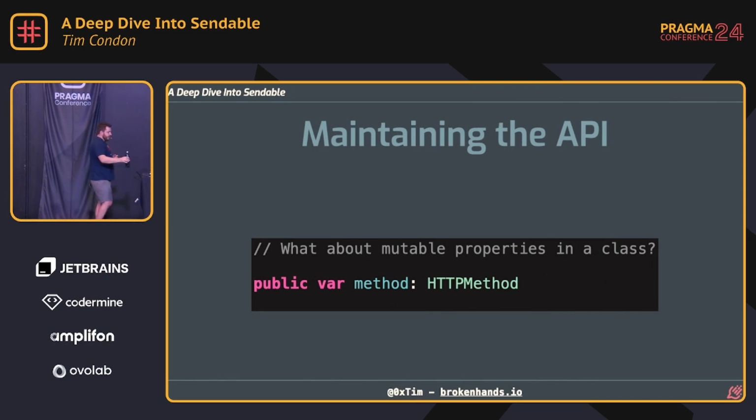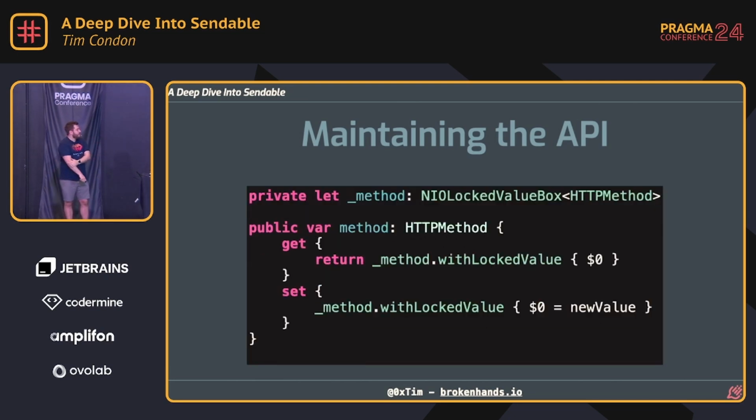One of the issues that we had in Vapor is that we have reference types that have mutable values because we want to use mutable values, but we can't make these immutable and we can't change them because that's part of our public API. So one of the tricks that we did was to introduce a private variable that had the actual NIOLockedValueBox, and then our public variable became a computed property. And this way we didn't break our API and we still managed to make everything sendable.